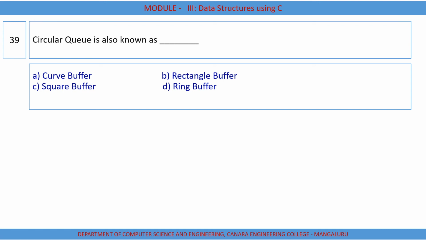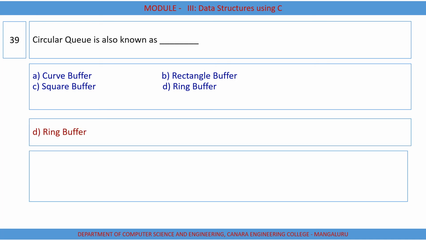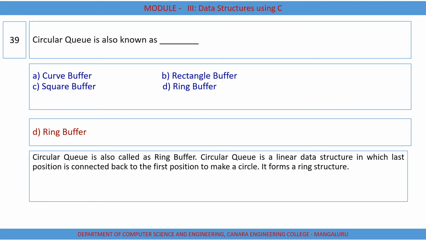Next, a circular queue is also known as a curve buffer, rectangular buffer, square buffer, or a ring buffer. The answer is ring buffer. Since it is a circular queue, it is related to the ring, not a curve or a rectangle or a square. A circular queue is a linear data structure in which the last position is connected back to the first position to make it a circle. It forms a ring structure.